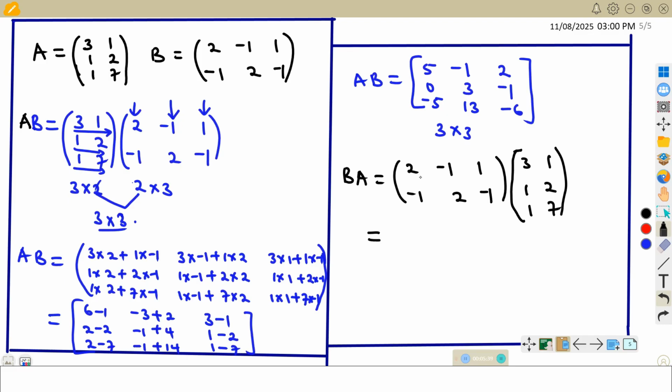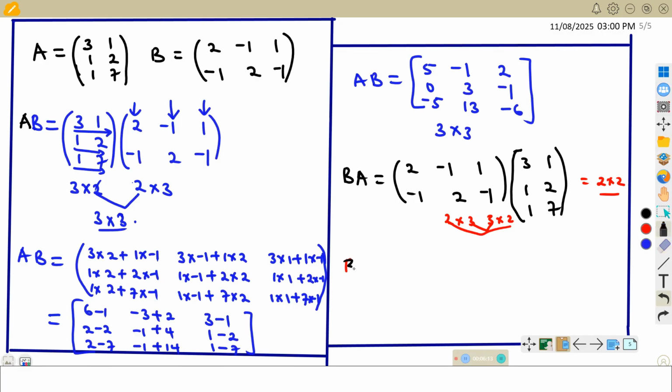So from there we shall see if this product can be defined. We need to check if it can be defined. This is a 2 by 3. This is a 3 by 2. Since these are the same, this product is defined, and our result should give us a 2 by 2 matrix. So it can be defined. Let us multiply and get BA.